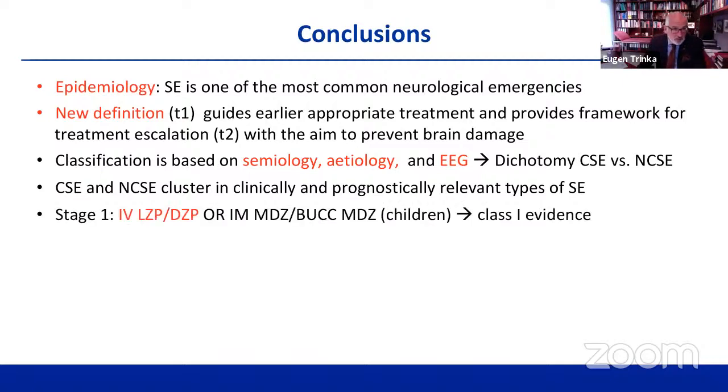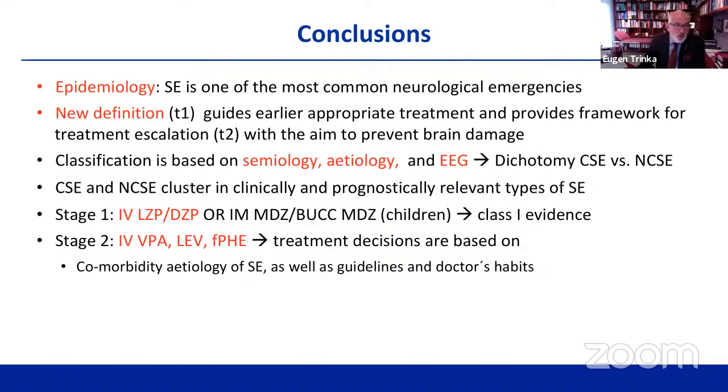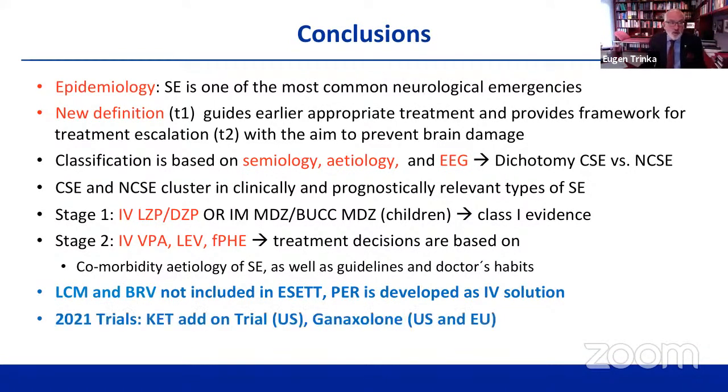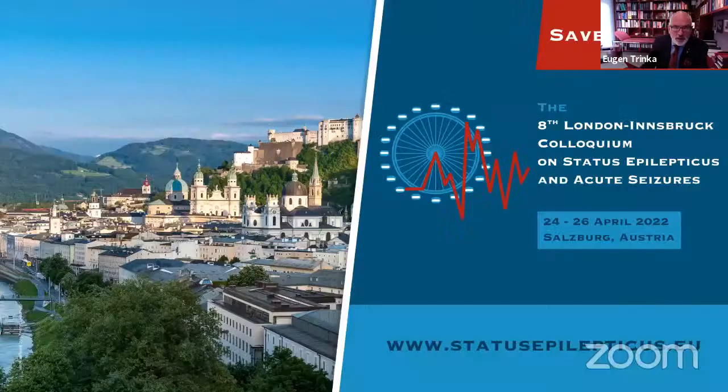Treatment is benzodiazepines in the first stage, anti-epileptic drugs in the second stage. The ESETT trial showed no difference between those 3, but lacosamide and brivaracetam were not included. Perampanel is going to be developed now, and the trials which are going on are ketamine as an add-on trial early, and ganaxolone as an add-on trial in Europe earlier, in the FDA US design probably later.